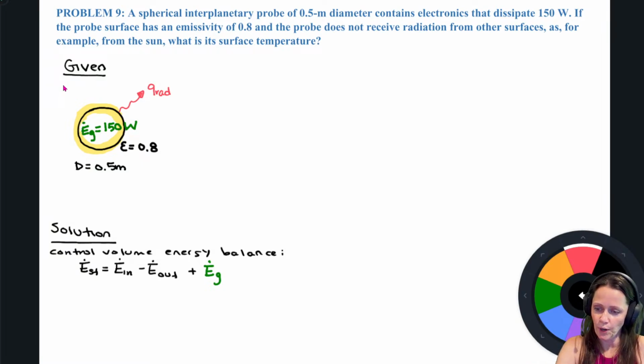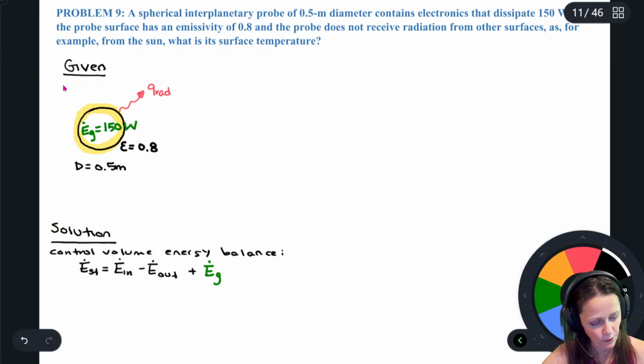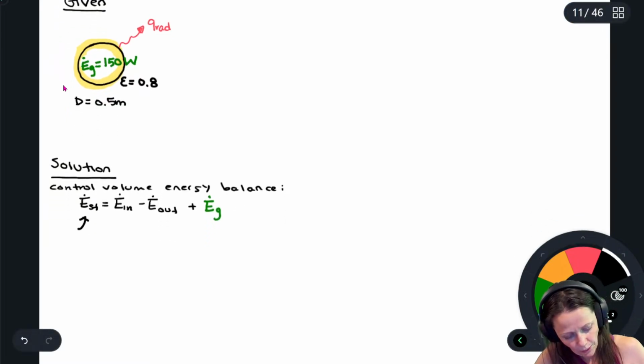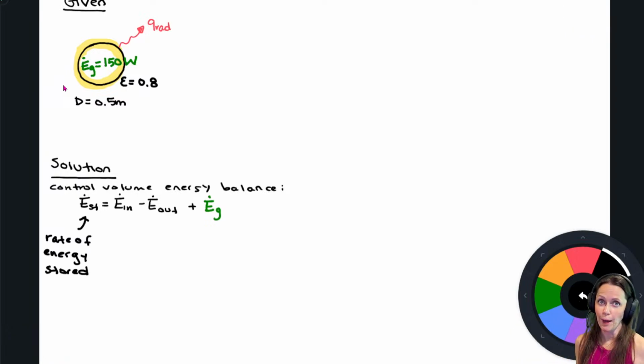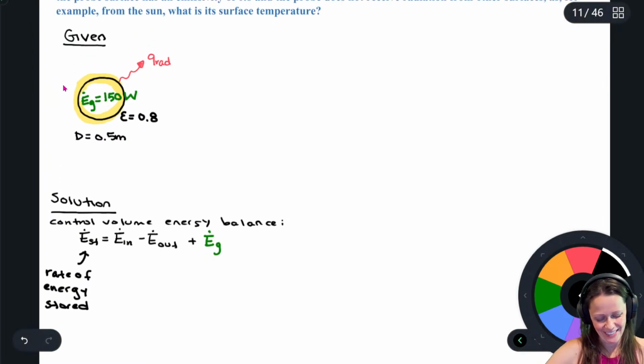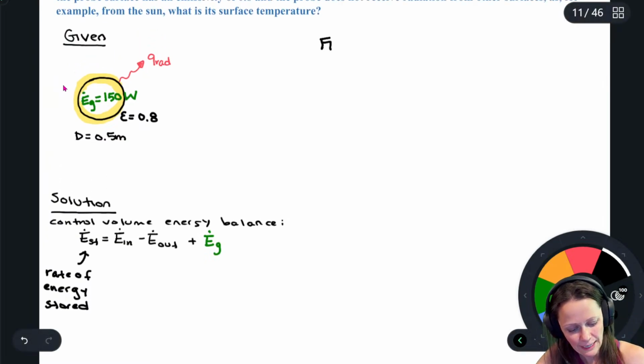So the question was, what does E dot ST stand for again? So this guy is the rate of energy stored. It's analogous, if you think back to Thermo 1 or Thermo 2, to the dE/dt term. So if it's steady state, that thing goes away. And in fact, that's what we're going to do in just a hot second. But we want to find the surface temperature because that's something that was not given to us.